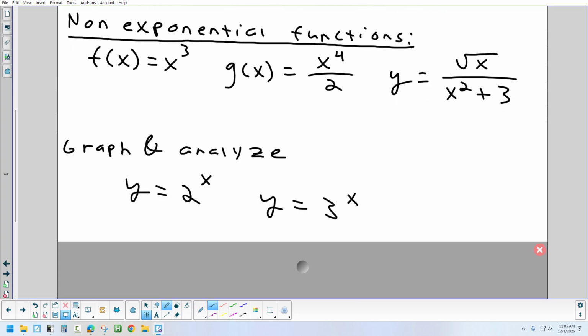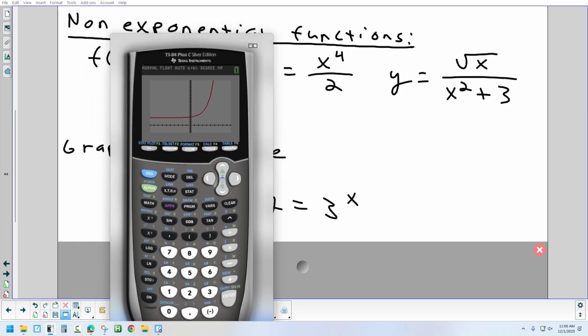So let's look at the difference between 2 to the x and 3 to the x. Are they both exponential? Why? Because there's a variable in the exponent. And what else? Yep. And the base is a positive real number not equal to 1. Yep. So they're both exponential.